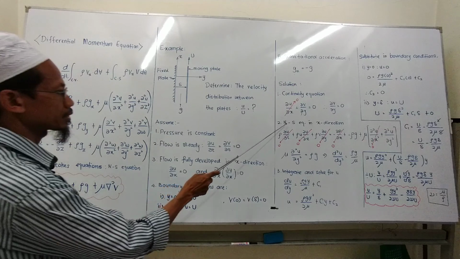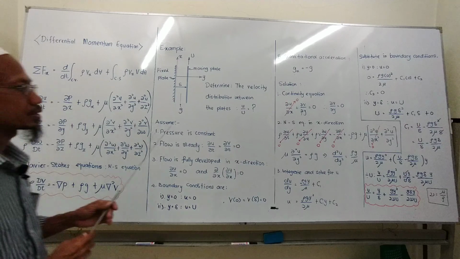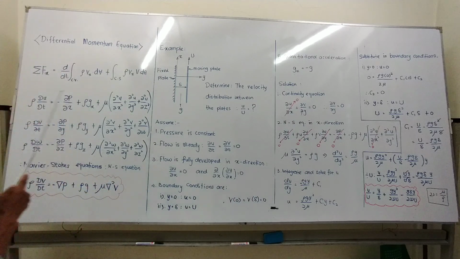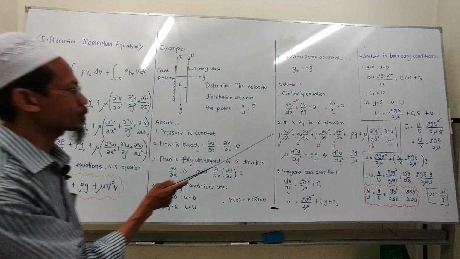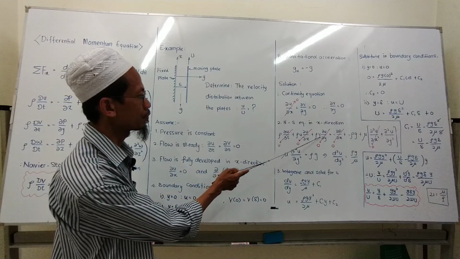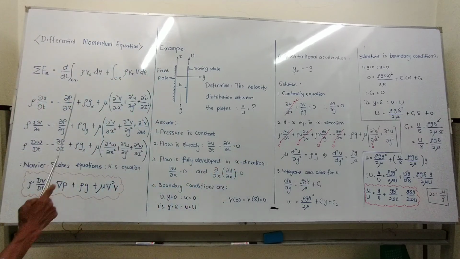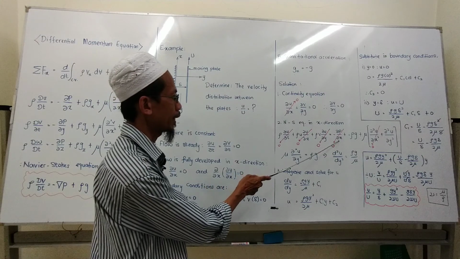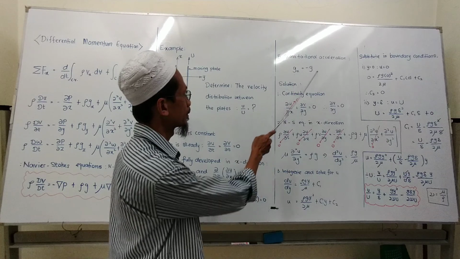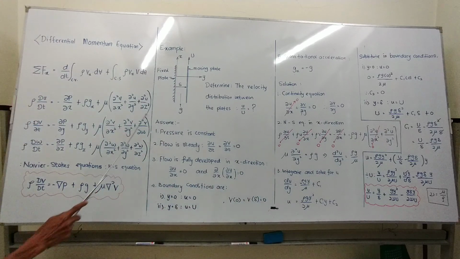The Navier-Stokes equation in the x direction. We take the first formula in the x direction, so this represents d/dt. So ρ ∂u/∂t plus ρ v ∂u/∂x plus ρ v ∂u/∂y equals minus the pressure drop, ∂p/∂x, plus minus ρg, because g is negative, plus μ times all this.